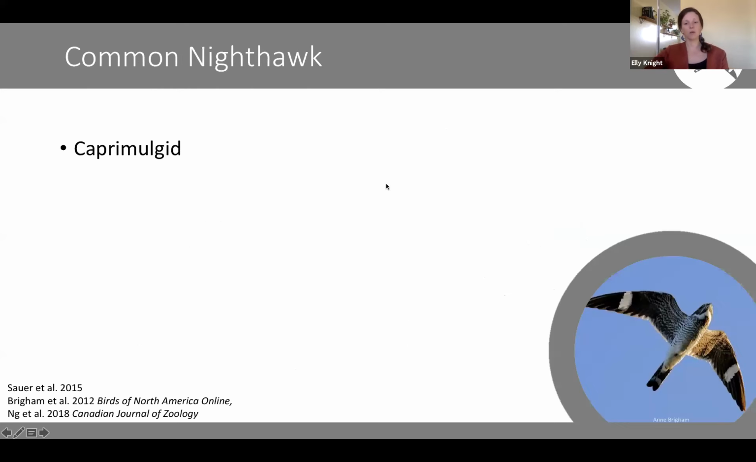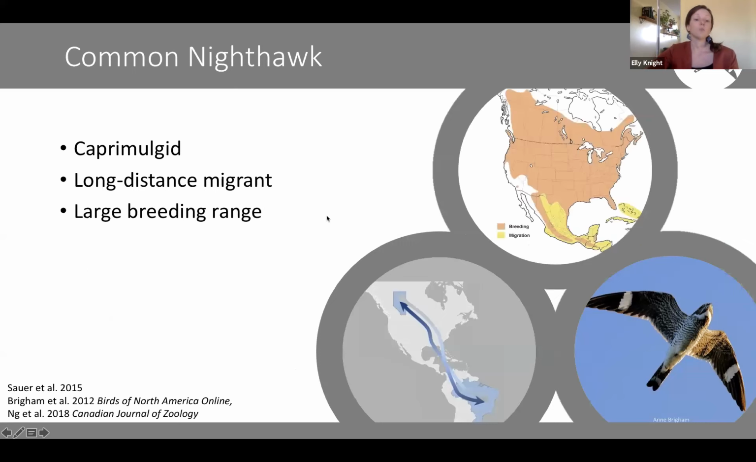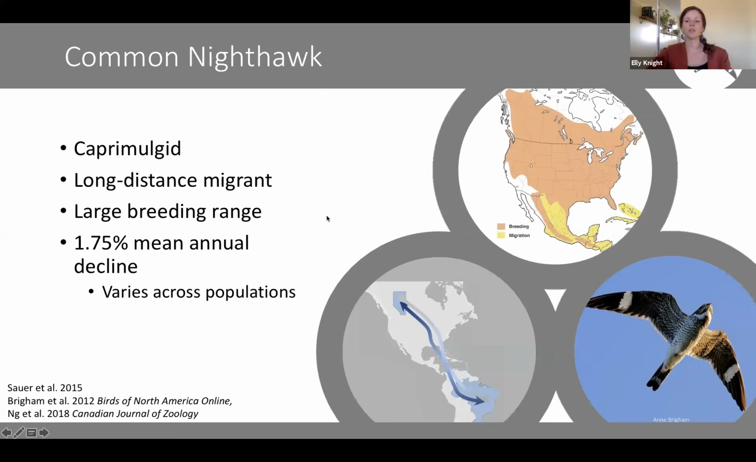So let's look at what connectivity profiles can tell us for the common nighthawk. For those of you that don't know the species, it's a member of the nighthawk family. It's an aerial insectivore and it's a crepuscular species. It's a long distance migrant wintering in the Amazon and Cerrado regions of South America. It has one of the largest breeding ranges in North America. And across that breeding range, there is variation in population trend, like we saw on the map that Autumn Lynn showed this morning. But overall, this species has a mean decline of 1.75% per year over the last 40 years.